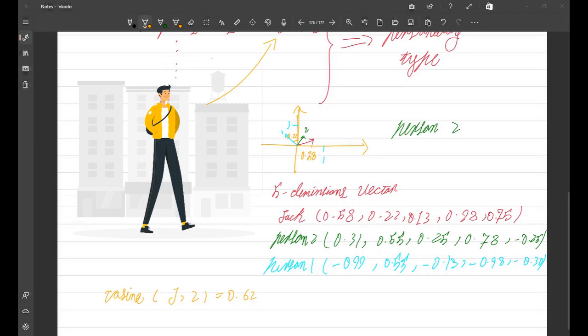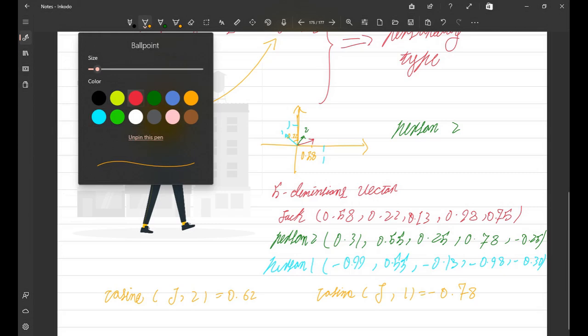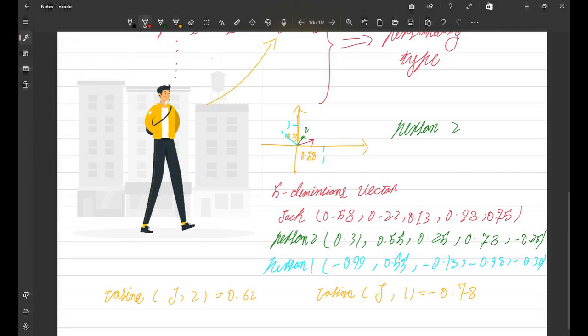and the cosine similarity between Jack and person 1 is minus 0.78. And now, without knowing the personality of person 1 and person 2, we can decide that person 2 is the best one we can put instead of Jack.